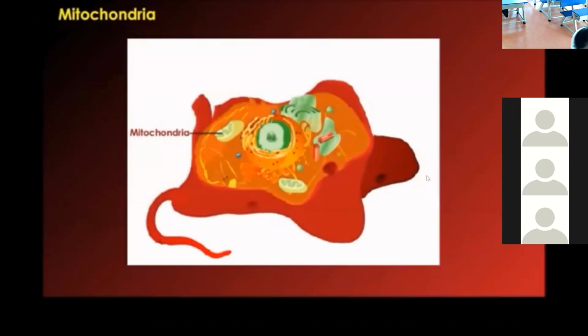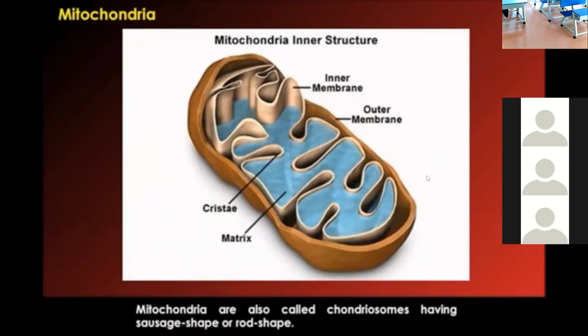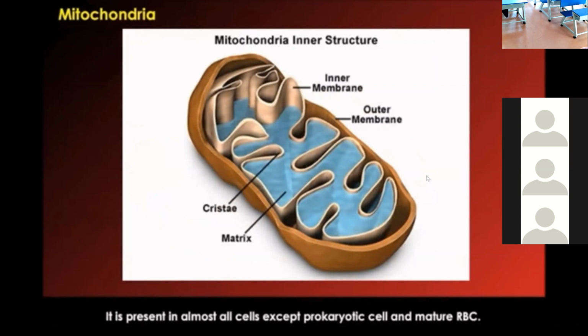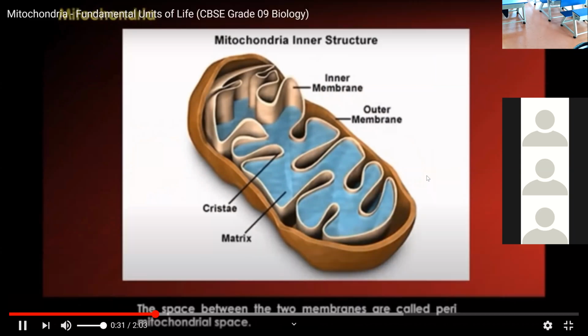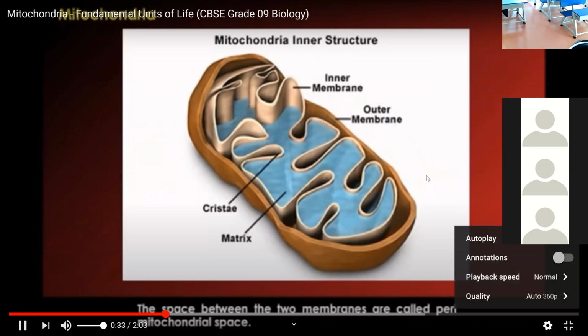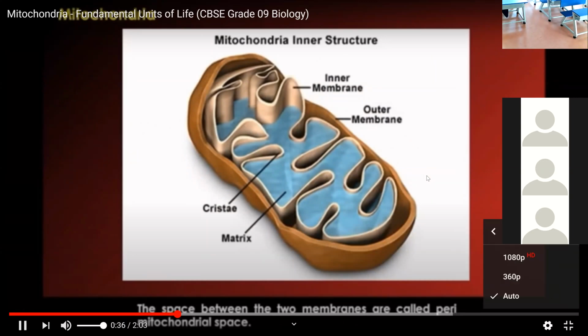Mitochondria are also called chondriosomes, having sausage shape or broad shape. They are present in almost all cells except prokaryotic cells and mature red blood cells. Each mitochondrion is bounded by a double membrane which is composed of lipoprotein. The space between the two membranes is called the perimitochondrial space.